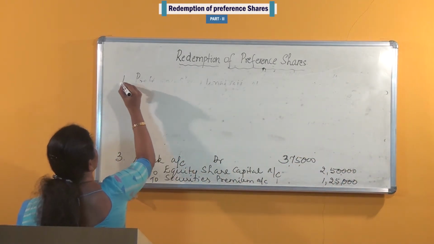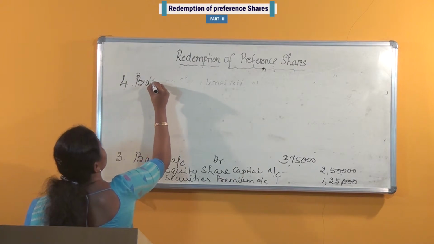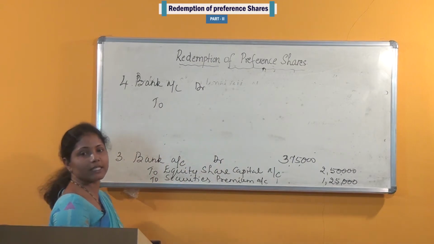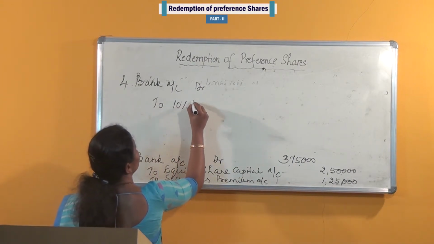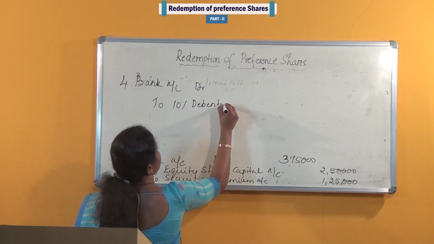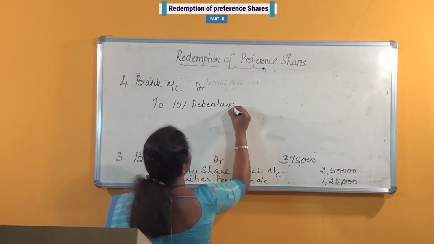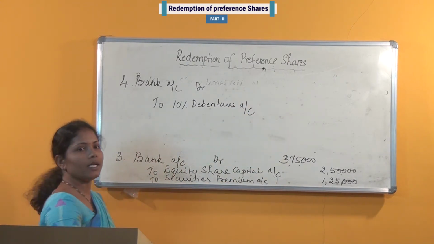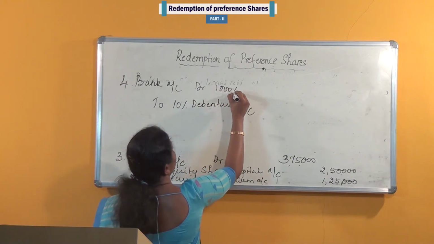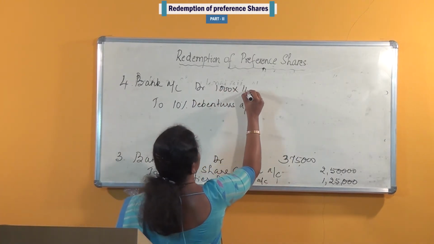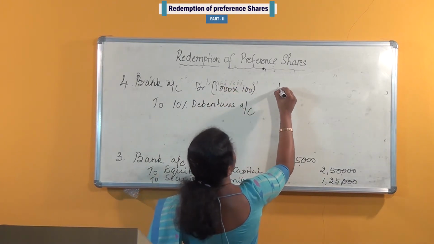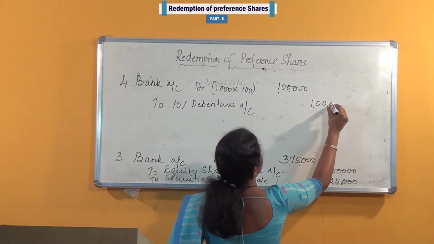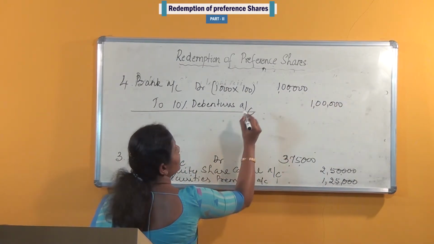The entry is bank account debtor to, as debentures are 10% debentures, to 10% debentures. Debentures are neither issued for premium nor issued for discount here. They are issued at par. 1,000 debentures are issued at the rate of rupees 100 each. So, proceeds from issue of debentures is 1 lakh. This is the entry for issue of debentures at par.